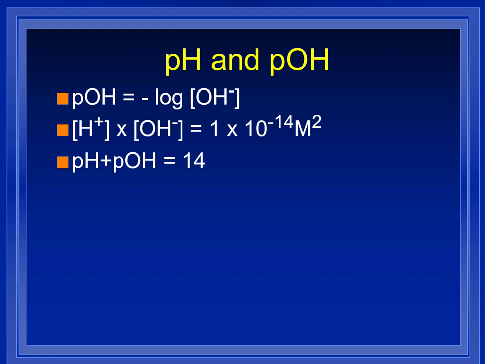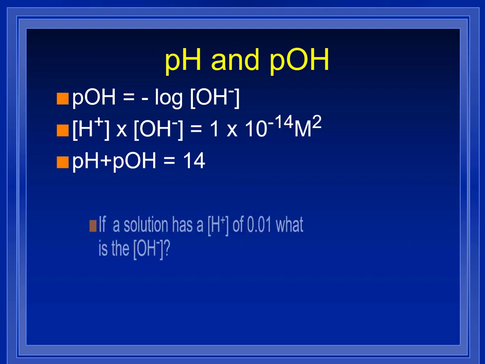But with those three equations, if I give you any one of the numbers, you can find the other three. Okay? Because if I give you the H plus concentration, you can find the OH minus and the pH. And once you find the pH, you can find the pOH. Or once you find the OH minus, you can find the pOH. Anytime I give you one of those numbers, you can find the other three. So that's what we're going to work on today. How to push that into your calculator.